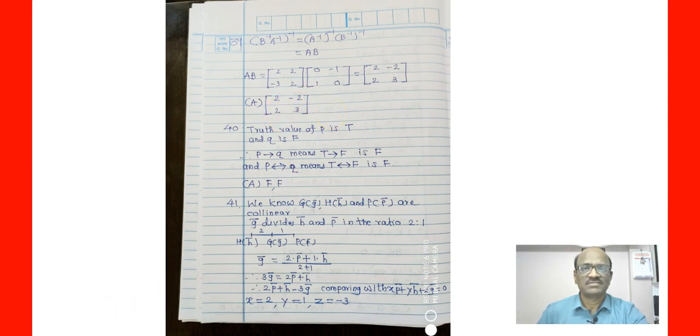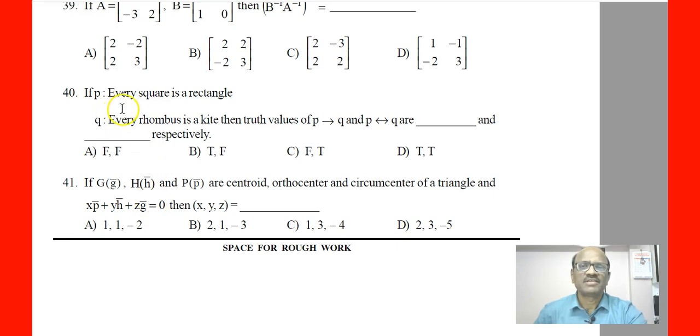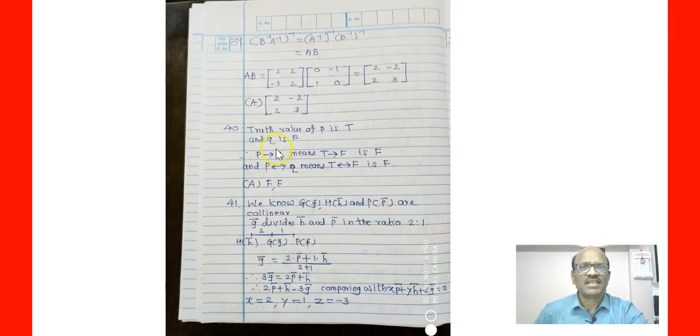Next question. If P is the statement "every square is a rectangle" and Q is "every rhombus is a kite", then find the truth value of P implies Q and P double implication Q. Very simple question. The truth value of P is T and the truth value of Q is F. P implies Q means T implies F, which is F. And P double implication Q is T double implication F. If both are different, then it is F. Therefore, FF is correct.